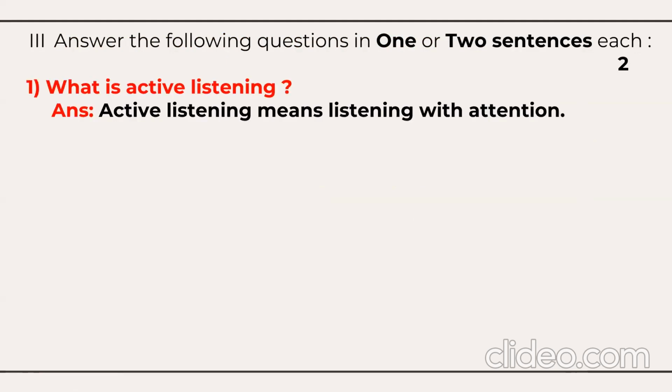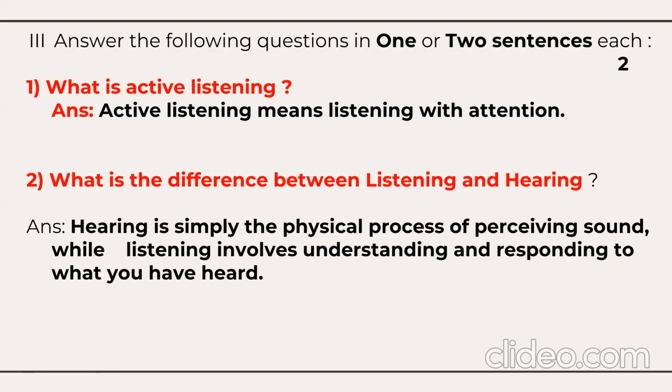Marks are here, 2 marks. What is active listening? Active listening means listening with attention. Then, what is the difference between listening and hearing? Hearing is simply the physical process of perceiving sound, while listening involves understanding and responding to what you have heard. Or in a simple way, listening is with attention, hearing is without attention. So both the questions are here for 1 + 1 mark.